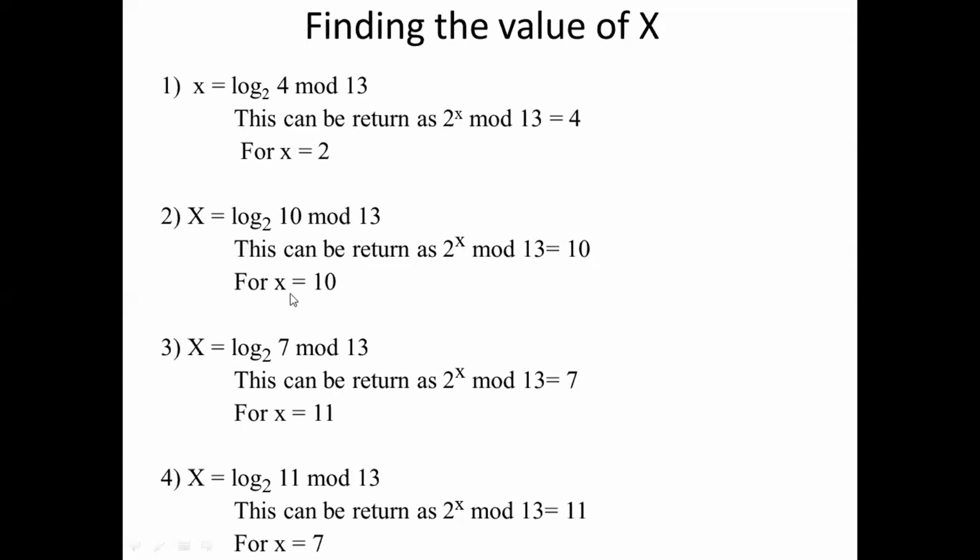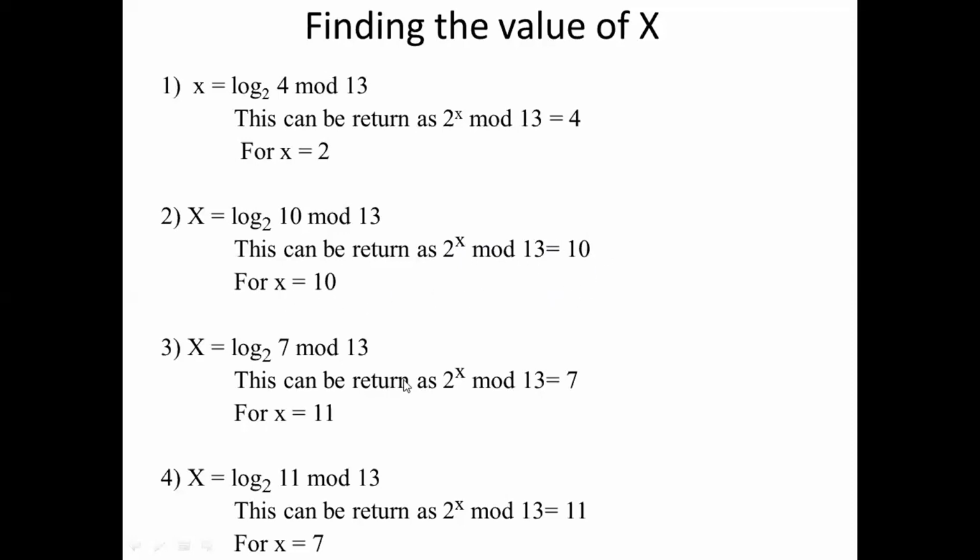10. So you try x value equals 1, will give you the remainder 2. 2 means 4, will give you the remainder 4. 3 means 2 2s are 4, 4 2s are 8. Mod 13 means will give you the remainder 8. 4 means 2 2s are 4, 4 2s are 8, 8 2s are 16. 16 mod 13 means will give you the remainder 3. Like this, if you keep on checking, for x value equals 10, will give you the remainder 10.